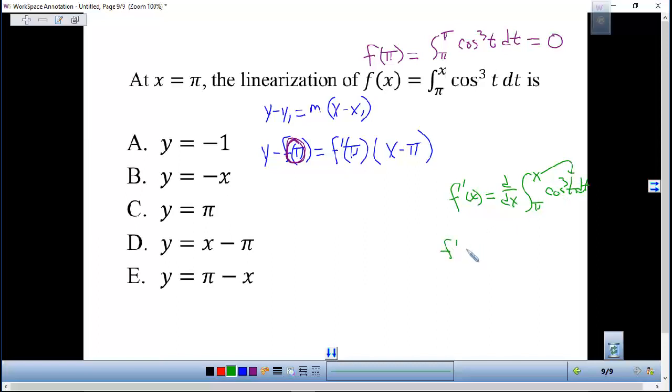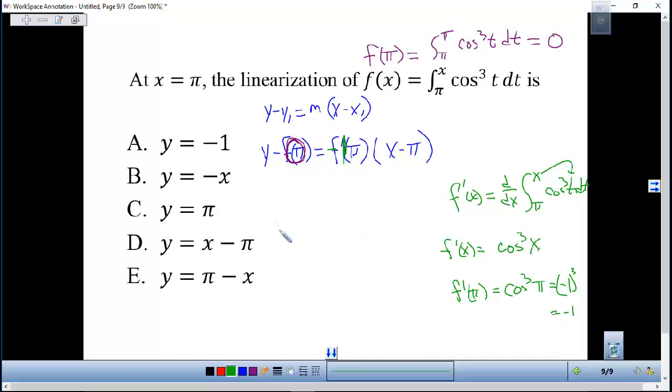So f prime of x is going to equal cosine cubed of pi. Well, cosine cubed pi, nope, sorry, that's wrong. That's cosine cubed of x. So now when I find f prime of pi, that's where I get cosine cubed pi. And cosine pi is negative 1. Negative 1 to the third power is going to be negative 1. So that means my slope is negative 1.